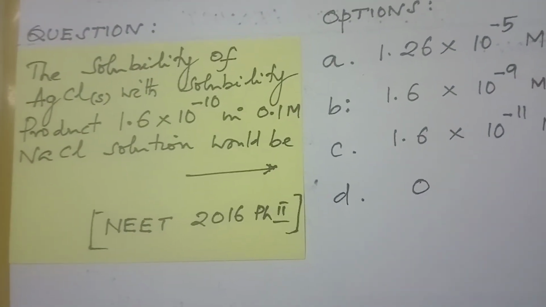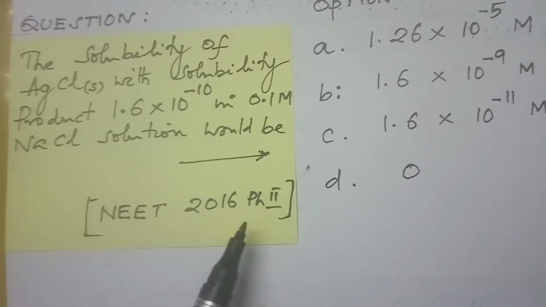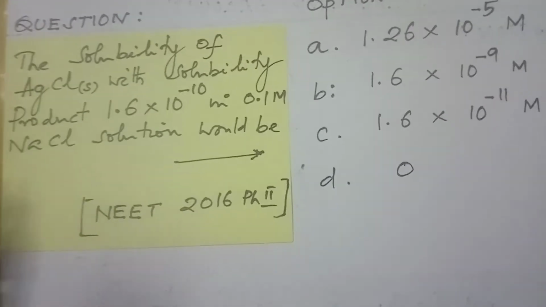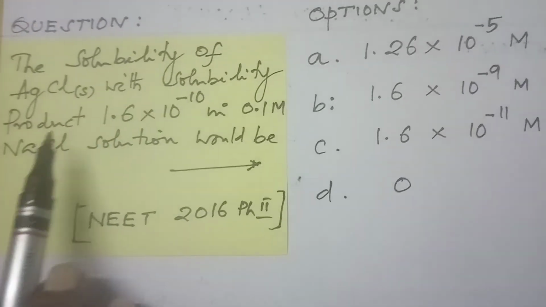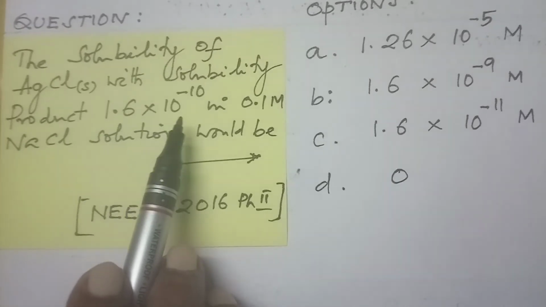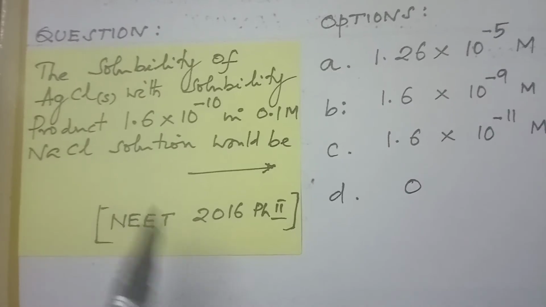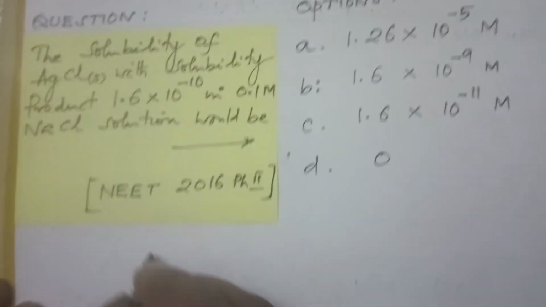Now I am moving to the 2016 NEET question, phase number 2. Usually all the questions of phase 2 are tough. Let us see what is here. The solubility of silver chloride with the solubility product 1.6 into 10 power minus 10 in 0.1 m sodium chloride solution would be. So now let me write the equation.